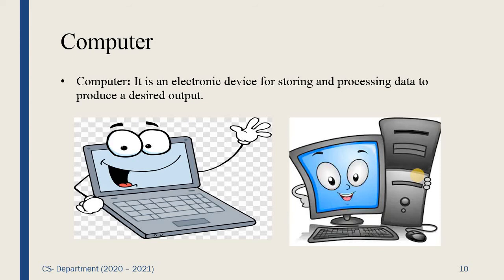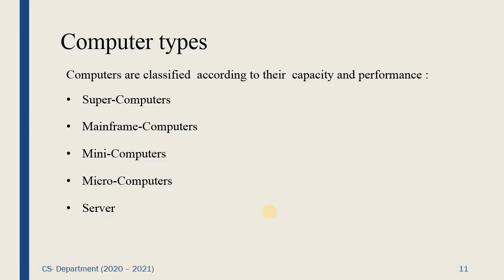As you can see from here, this is the laptop and this is the desktop, okay? And now if we want to talk about computer types, computers are classified according to their capacity and performance. For example, we have supercomputers, mainframe computers, minicomputers, microcomputers, servers, and many other types. But in this lecture, we will only talk about some of these types of computers.